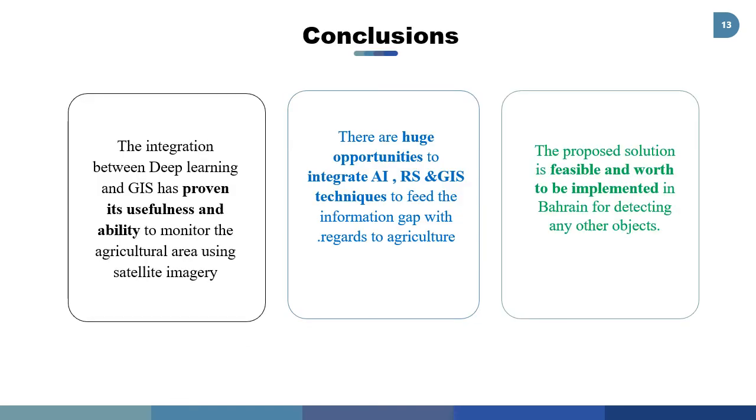So, as a conclusion, we find the integration between deep learning and GIS has proven its usefulness and ability to monitor the agriculture area using satellite imagery. There are huge opportunities to integrate artificial intelligence, remote sensing and GIS techniques to fill the information gap with regard to agriculture. The proposed solution is feasible and worth being implemented in Bahrain for detecting not only palm trees but any other object. So you can use this methodology to monitor any other object in the Kingdom of Bahrain.